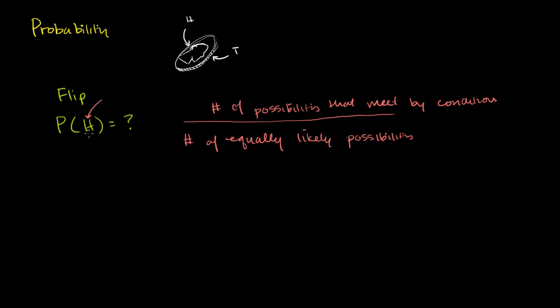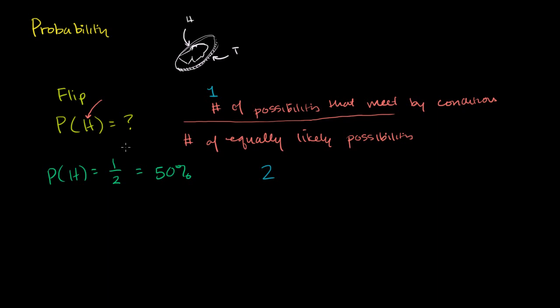So in the case of the probability of figuring out heads, what is the number of equally likely possibilities? Well, there's only two possibilities. We're assuming that the coin can't land on its corner and just stand straight up. We're assuming that it lands flat. So there's two equally likely possibilities here. You could either get heads or you could get tails. And what's the number of possibilities that meet my conditions? Well, there's only one, the condition of heads. So it'll be 1 over 2. So the probability of getting heads is equal to 1 over 2, which is equal to 1/2. If I wanted to write that as a percentage, we know that 1/2 is the same thing as 50%.